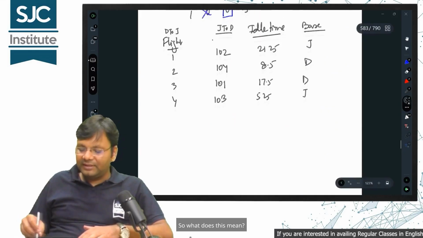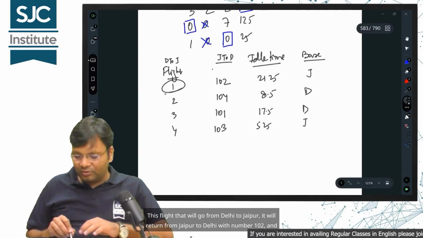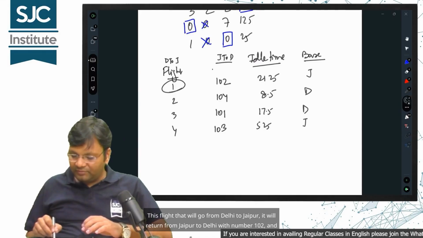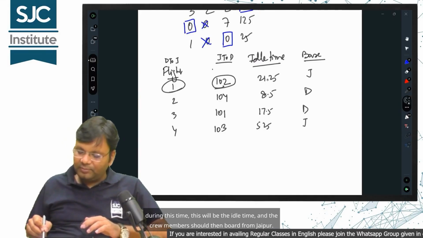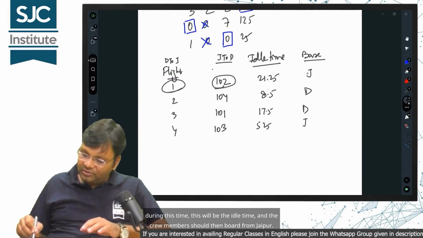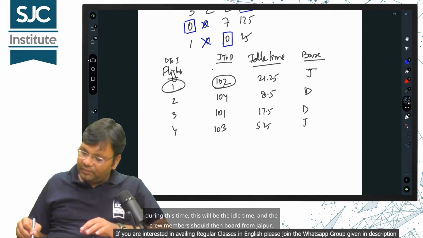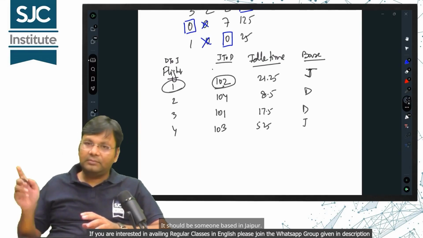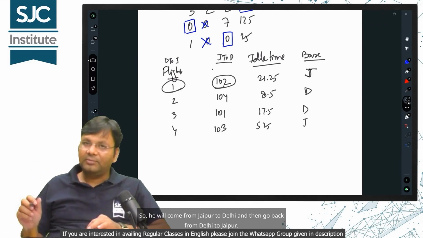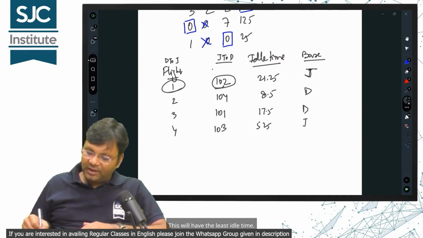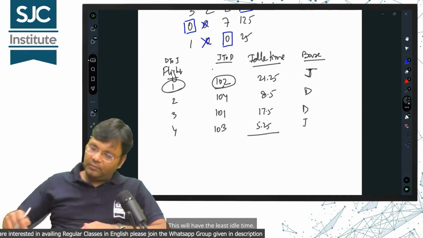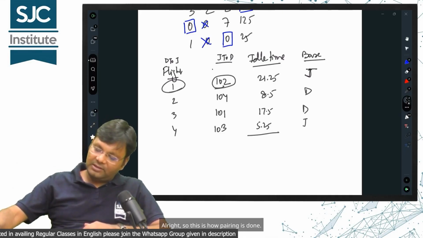So what does this mean? This flight that will go from Delhi to Jaipur, it will return from Jaipur to Delhi with number 102 and during this time, this will be the idle time and the crew members should then board from Jaipur. It should be someone based in Jaipur. So he will come from Jaipur to Delhi and then go back from Delhi to Jaipur. This will have the least idle time. Alright, so this is how pairing is done.